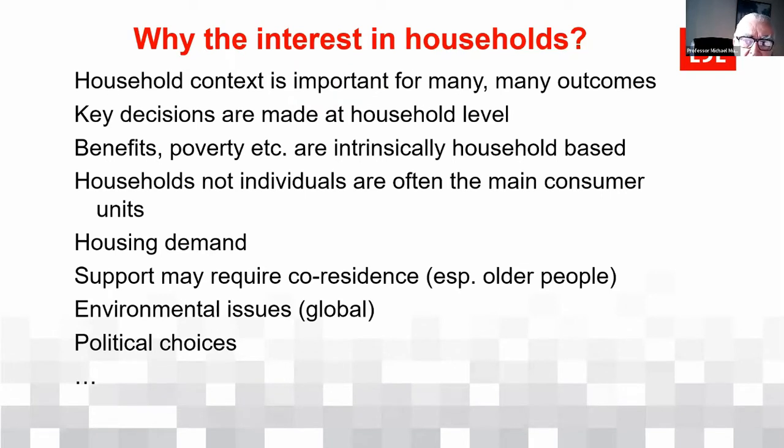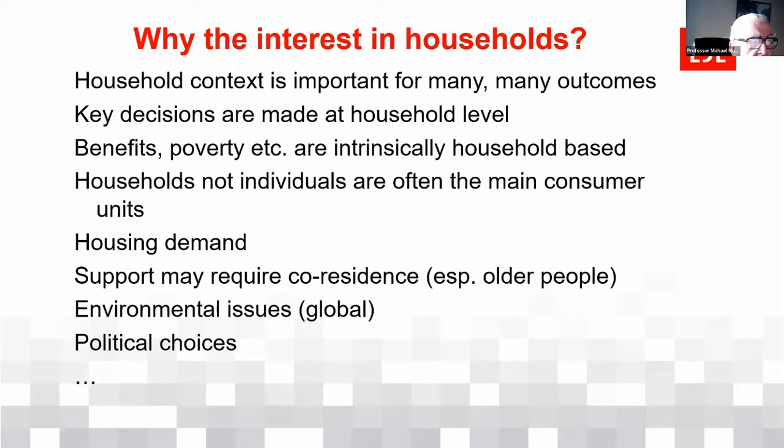As pointed out, households rather than individuals are often the main consumer units. An individual doesn't buy a new fridge. It's the household that is the user of that and makes the decision about it. Housing demand is something that's been mentioned before, a key aspect. And housing demand is measured really by looking at the relationship between numbers of dwellings and numbers of households. And a shortage is when there are more households than dwellings, and a surplus is the reverse.